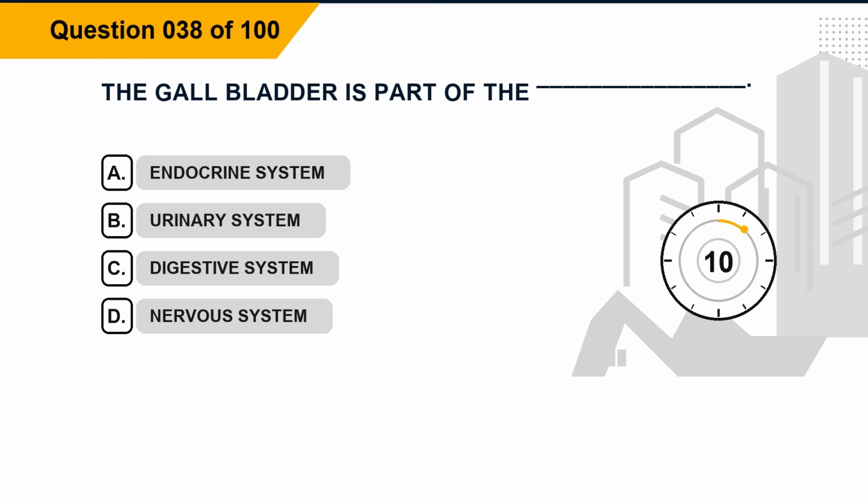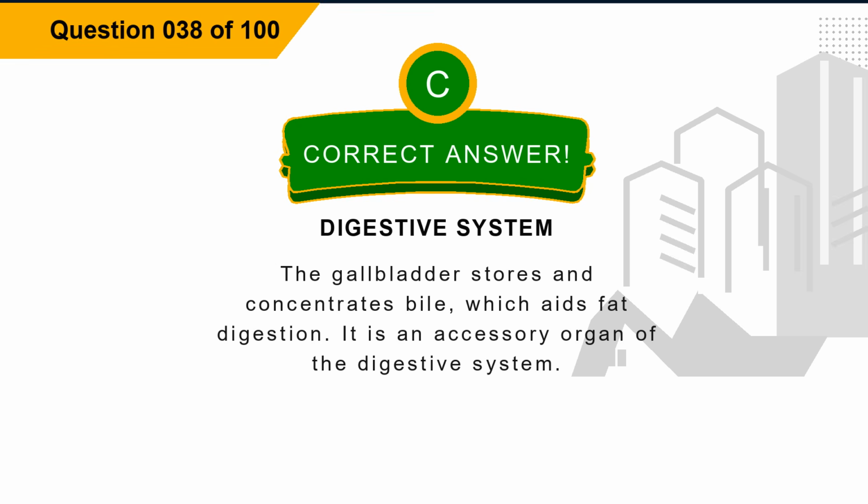Question 38. The gallbladder is part of the blank. Option A, endocrine system. Option B, urinary system. Option C, digestive system. Option D, nervous system. The correct answer is option C, digestive system.